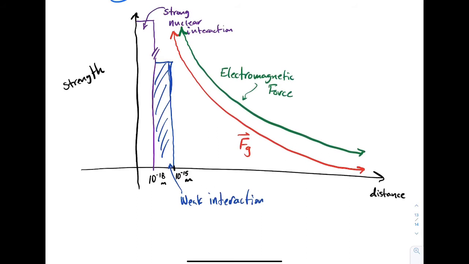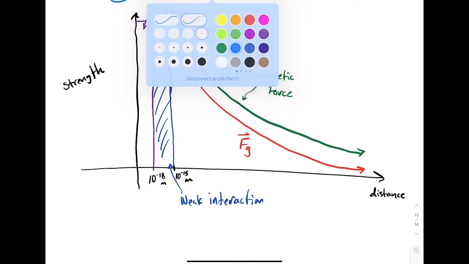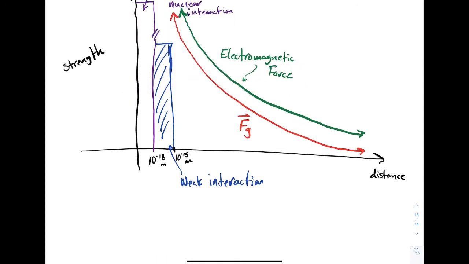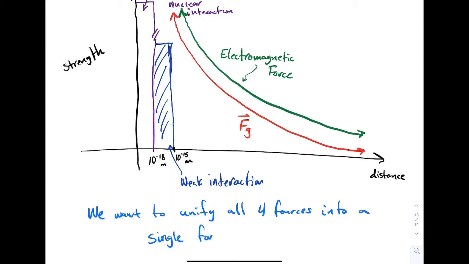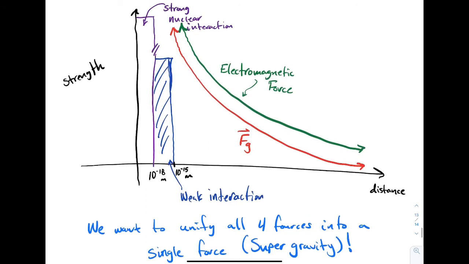What we're trying to do in physics, just to add to our little blurb, is unify all four forces into a single force, which we usually call supergravity. Now there's a lot we could talk about with this. We could do a whole class called cosmology on this. But in general, that's one of the major goals in the study of physics, to unify these forces.